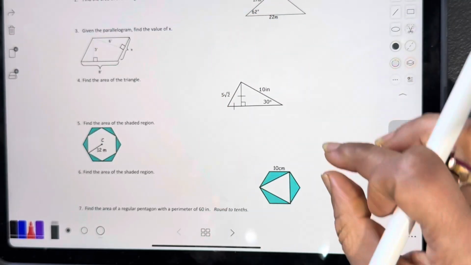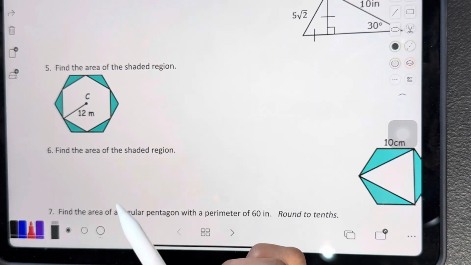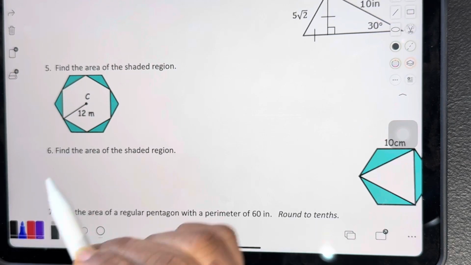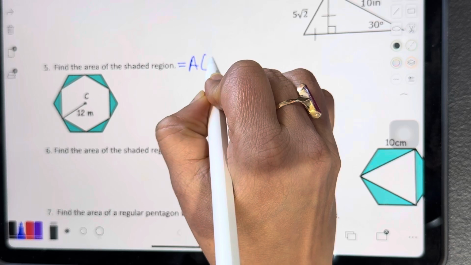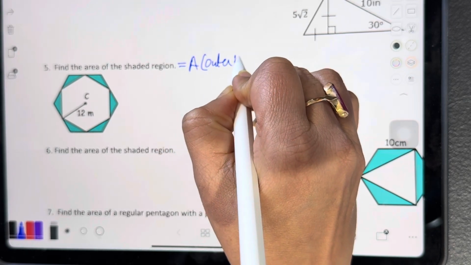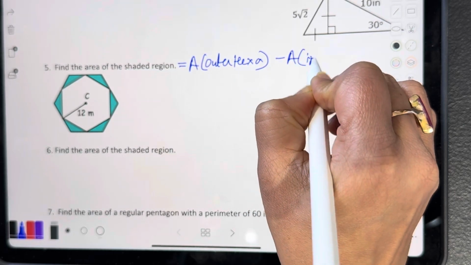So next one is, we did 4th question, now the 5th question. In the 5th question, the area of the shaded region will be outer. First of all, what will be the area of shaded region? Area of the shaded region is equal to area of outer hexagon minus area of inner hexagon.